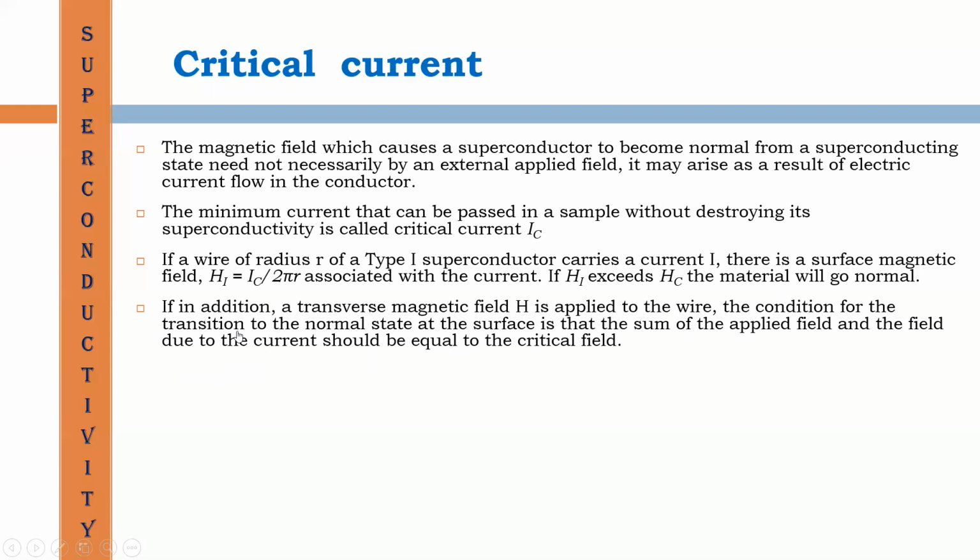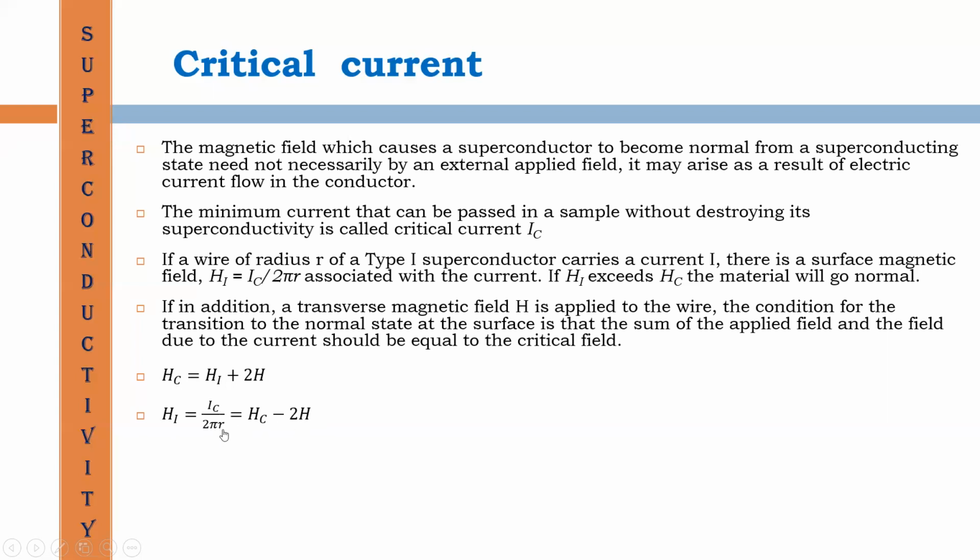The condition for transition to the normal state at the surface is that the sum of the applied field and the field due to the current should be equal to the critical field, or HC is equal to HI plus 2H. Okay. And here the surface magnetic field HI is IC divided by 2 pi r. Here we have to obtain an expression for critical current. Then we evaluate HI from here. HI must be equal to HC minus 2H.